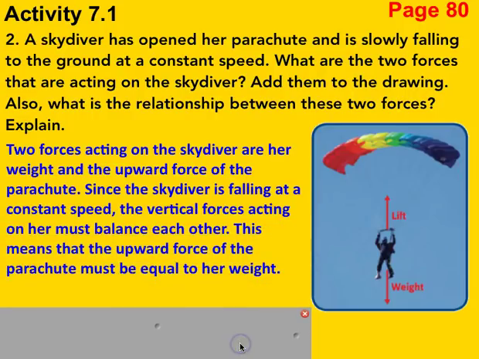So the 2 forces acting on a skydiver are her weight and the upward force of the parachute. Since the skydiver is falling at a constant speed, the vertical forces acting on her must balance each other. This means that the upward force of the parachute must be equal to her weight. It has to be balanced. If it's unbalanced, either this skydiver is going to be going faster and faster, which is not a good thing, or they're going to be going slower and slower until they stop, and then they're going to start moving upwards, which would be kind of strange if you're skydiving, though it could happen if you have a really strong updraft.